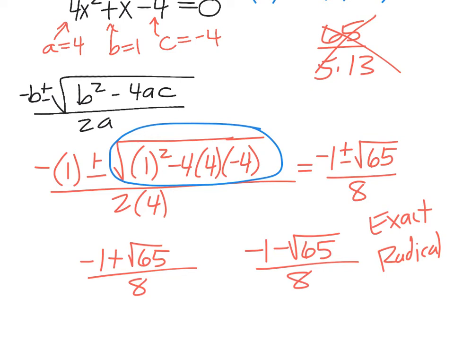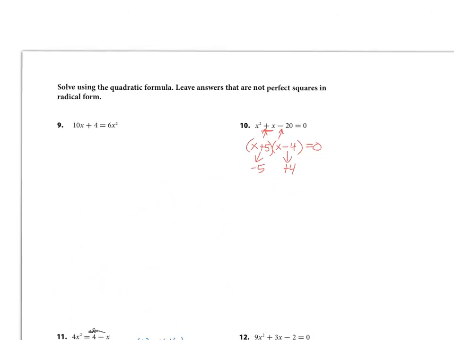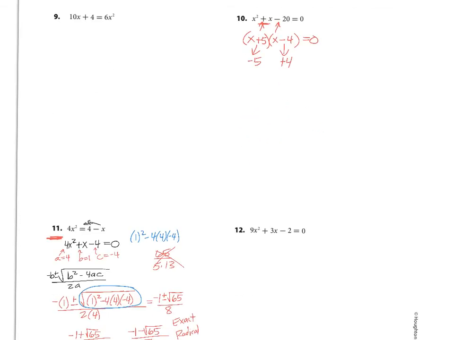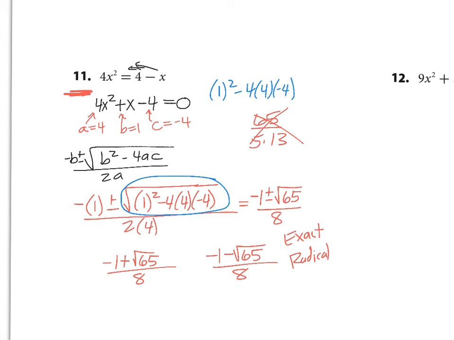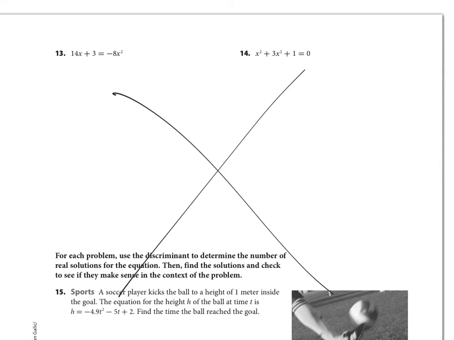If I was trying to do this with approximation, so if the directions had said approximate the answer, okay? It doesn't say that, it says leave in radical form, but if it had said approximate the answer, I would have just done this using the calculator and done my rounding. Okay, so again, most efficient method that you can find. All right, let's go to problem number 17. Back to the previous page.